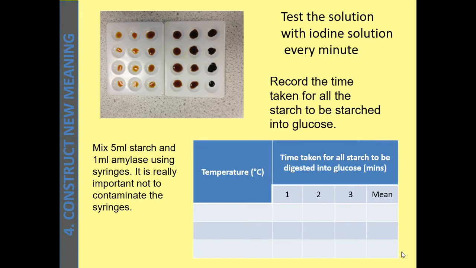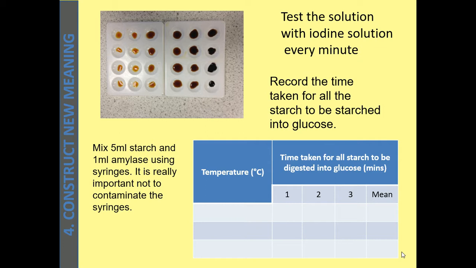We can look at an experiment for seeing how temperature affects rate of reaction in amylase. And we've done this here with some spotting tiles with iodine. Okay, so we've filled those all with iodine at the beginning. And then we've mixed 5 mils of starch, 1 mil of amylase, and we haven't contaminated the syringes because that could start the reaction before we're ready for it to.